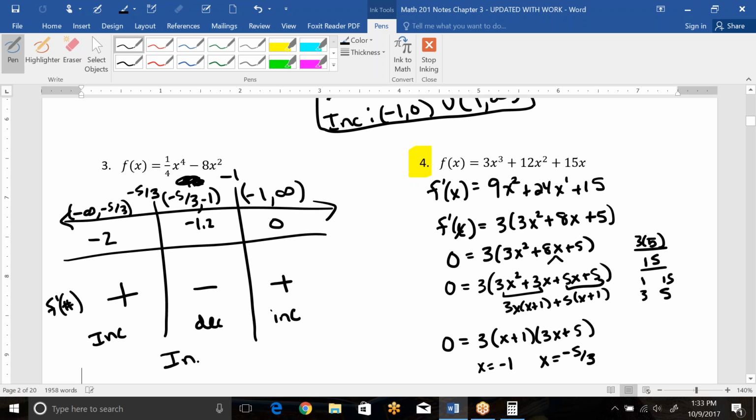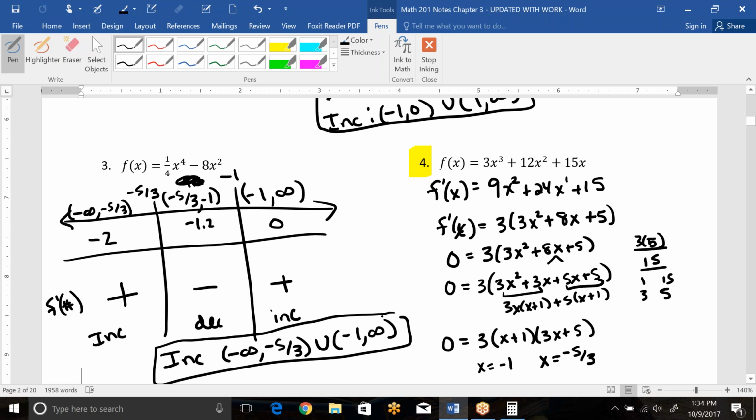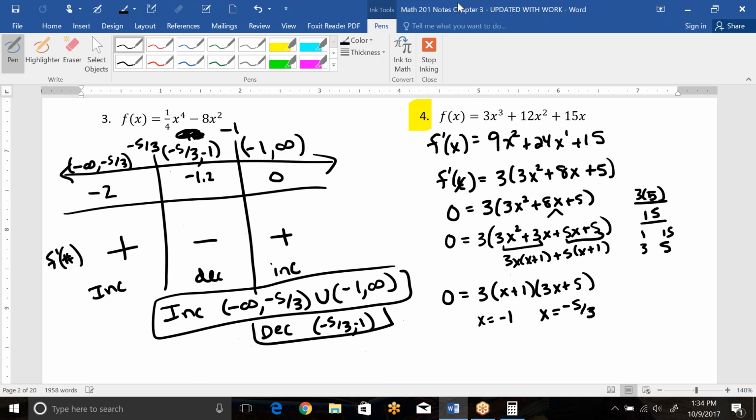So I'm increasing on negative infinity to negative 5/3, unioned with negative 1 to infinity. And I am decreasing on just negative 5/3 to negative 1. So analyzing this derivative tells you a lot about how the regular function is moving. So that's the end of the 3.1 video.